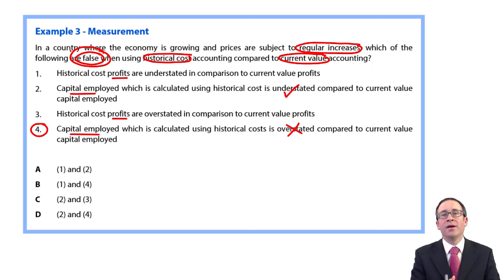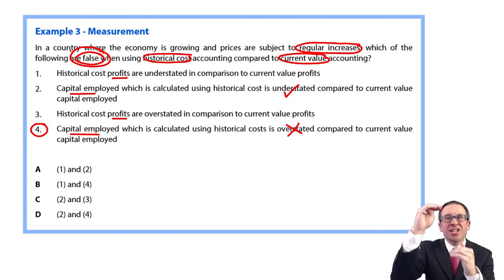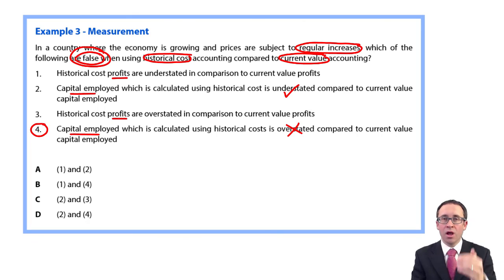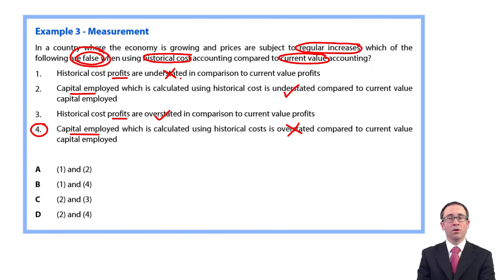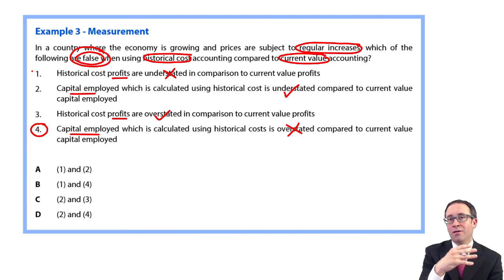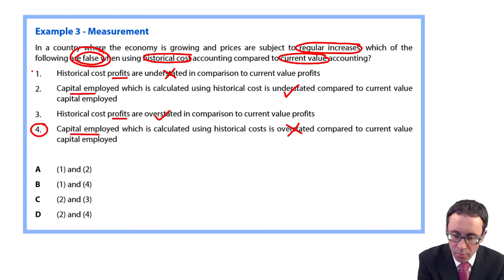Okay, so let's just say that again. If you're depreciating under your historic cost, because the historic cost is lower, the depreciation is lower, isn't it? If the depreciation is lower, then your profits are going to be higher, aren't they? Okay, so therefore your historical cost profits are overstated. Okay, they are not therefore understated, are they? Okay, so therefore again you've got to be careful, because phrase 3 is correct, but we're looking at when it is incorrect or false.